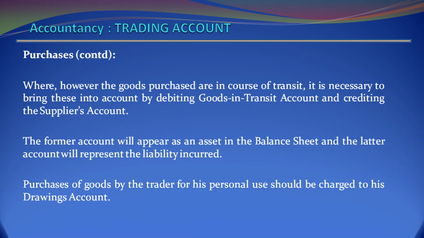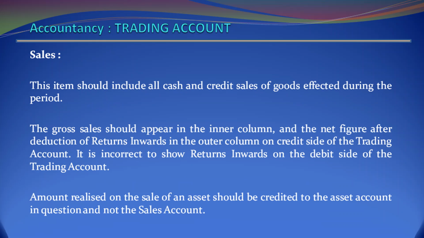Where, however, the goods purchased are in course of transit, it is necessary to bring these into account by debiting goods in transit account and crediting the supplier account. The former account will appear as an asset in the balance sheet and the latter account will represent the liability incurred. Purchases of goods by the trader for his personal use should be charged to his drawings account.